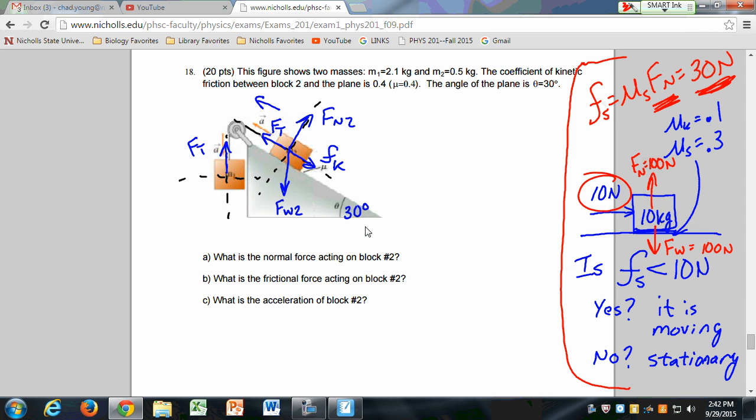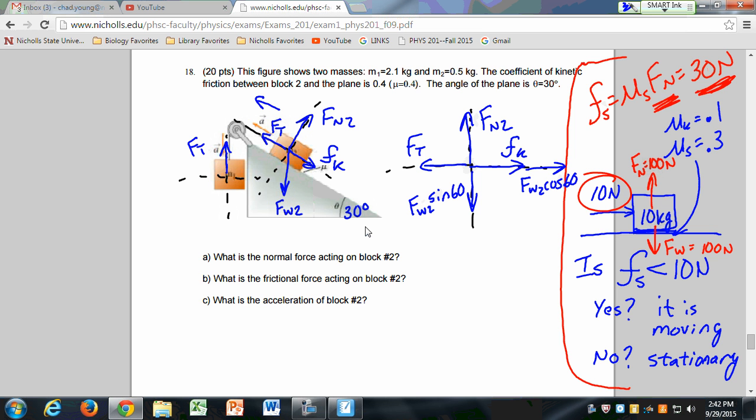Now, in this problem, number 18, you know what direction it's moving, and you know that it is moving, and I know what the coefficient of kinetic friction is too. Okay, so then I have a number of questions here. Let's go ahead and draw the coordinate system for block 2. I have Fn2, Fk, Ft, and Fw2 in the y direction. That's Fw2 sine of 60.